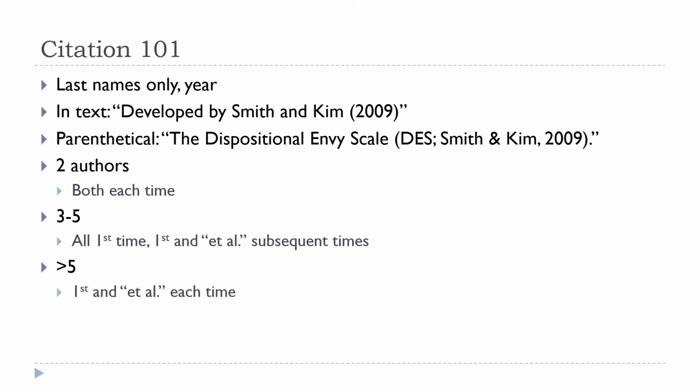If there's more than 5, then you jump to the shortened version, the et al. version, right from the start, because it can get really cumbersome to mention 10 author names in a row. And so this saves on space and makes it more readable. So if there's more than 5, you just go with a shortened citation each time.